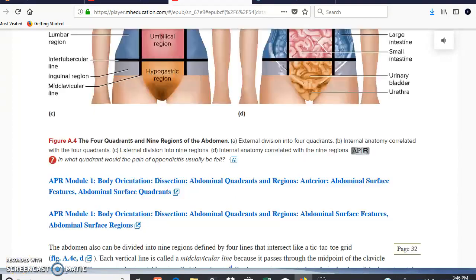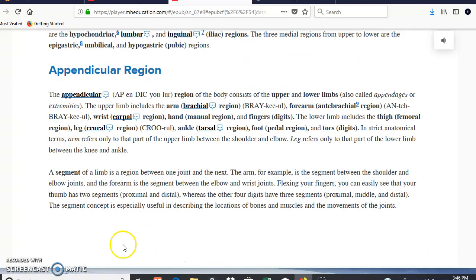Okay. So let's keep scrolling down and let's see what else we have in here. And the appendicular region, I already told you, those are the limbs, the upper extremities and the lower extremities. So let's see what we have next.